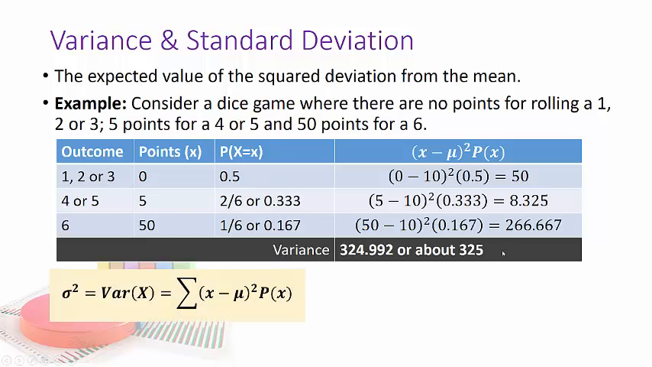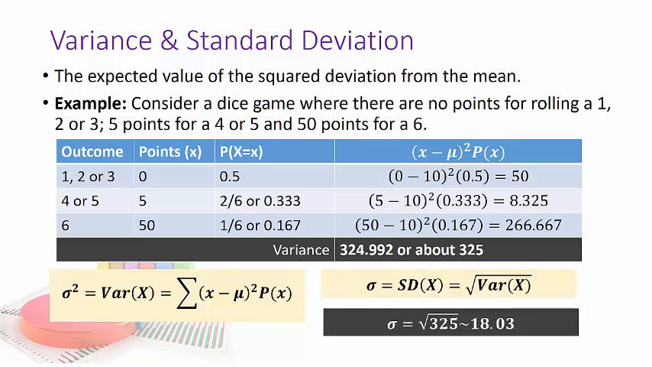So here's the formula for the variance if you want to refer to it. And to find the standard deviation, what you're going to do is take the square root of the variance, and in this case, we'll get 18.03 as the standard deviation.